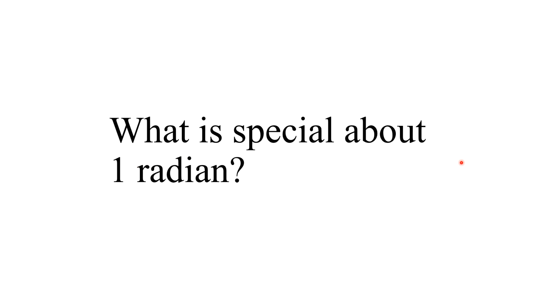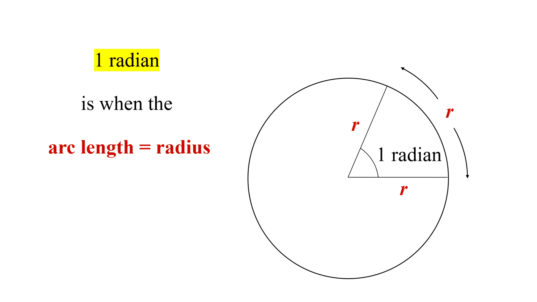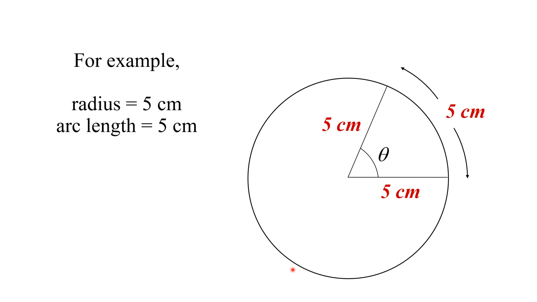So let's think about what is special about 1 radian. The special thing about 1 radian is that the arc length here is equal to the radius. So 1 radian is when the arc length equals the radius. For example, if the circle here has a radius of 5 cm and the arc length is also 5 cm, the angle subtended by this arc will be 1 radian.